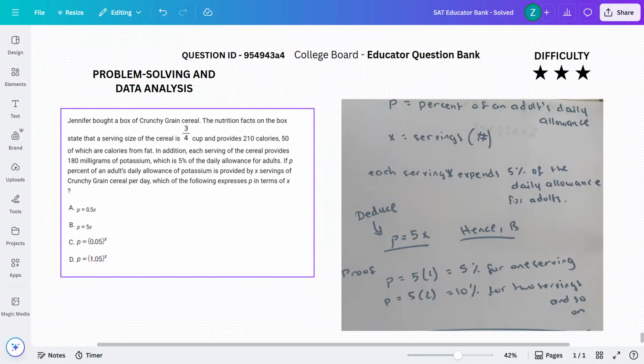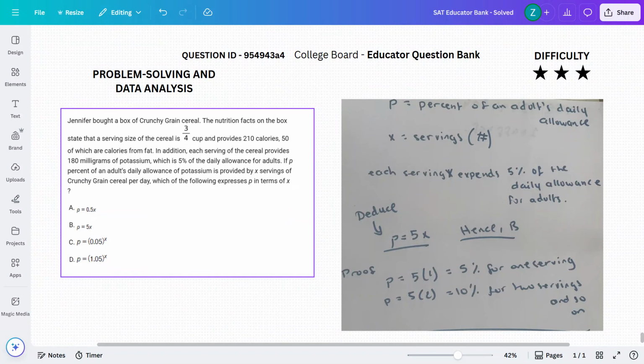The nutrition facts on the box state that a serving size of the cereal is 3/4 cup and provides 210 calories, 50 of which are calories from fat. In addition, each serving of the cereal provides 180 milligrams of potassium, which is 5% of the daily allowance for adults. If P% of an adult's daily allowance of potassium is divided by X servings of crunchy grain cereal per day, which of the following expresses P in terms of X?